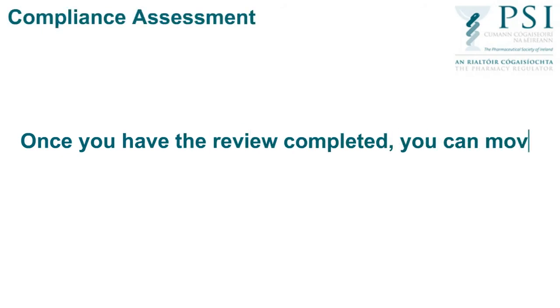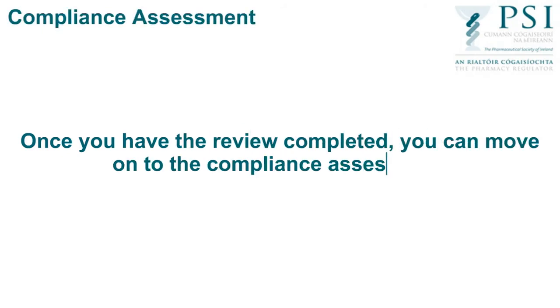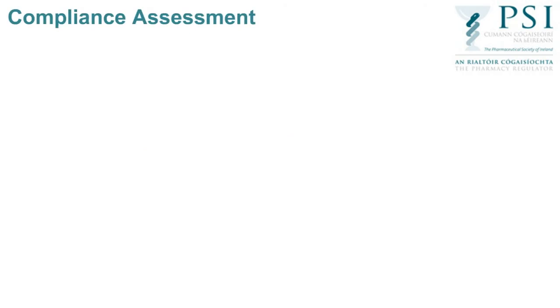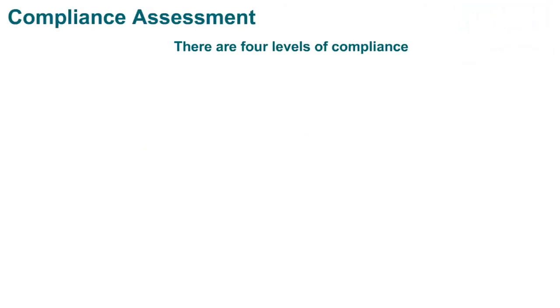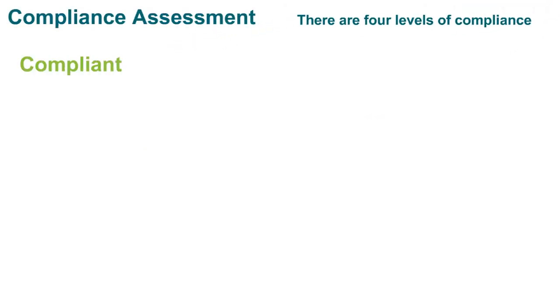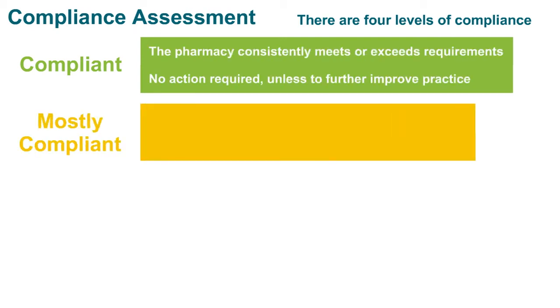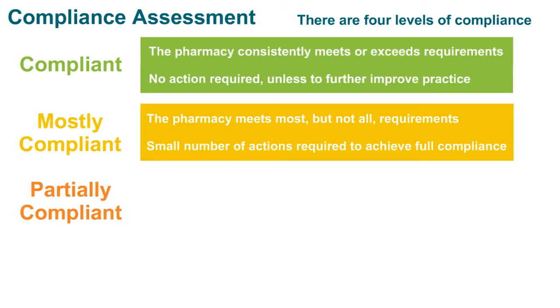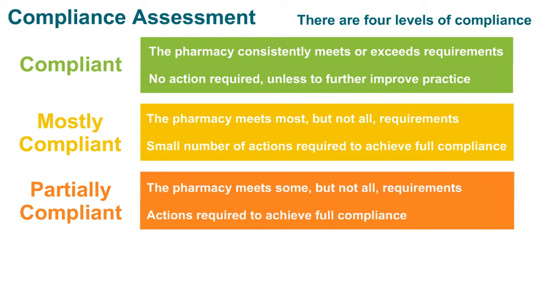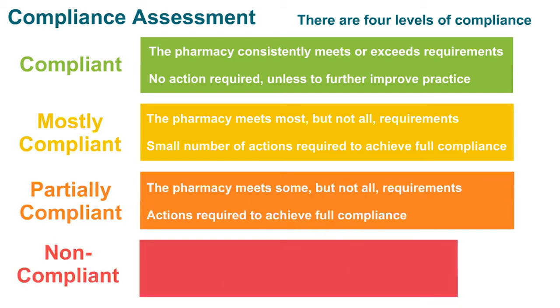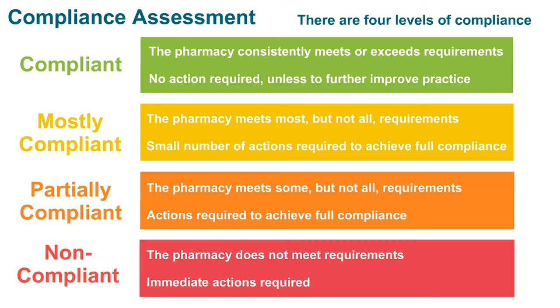With the review completed, you can move on to the compliance assessment. There are 4 levels of compliance outlined, and having done the review, consider the statements in the compliance assessment and select the level of compliance that you think best represents your pharmacy. The compliance statements are a guide to help you determine what compliance looks like for the different sections. These statements are not an exhaustive list.